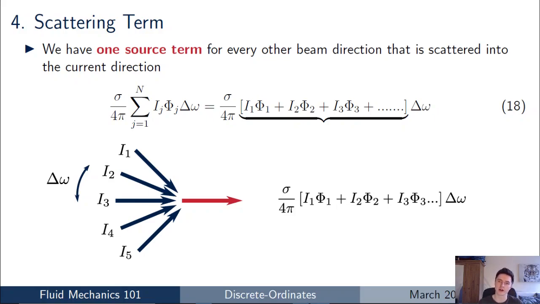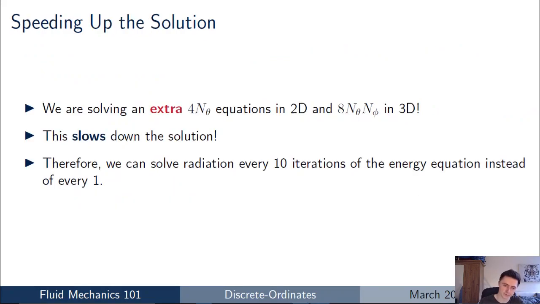So hopefully now you've got a better understanding of why that scattering integral is needed, how we convert it into a summation, and then what the summation actually means. The summation is just a set of additional source terms for scattering.